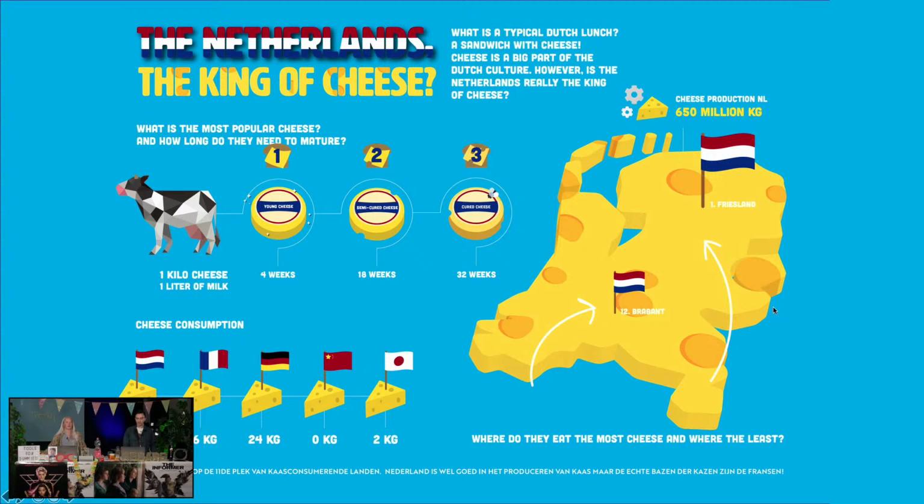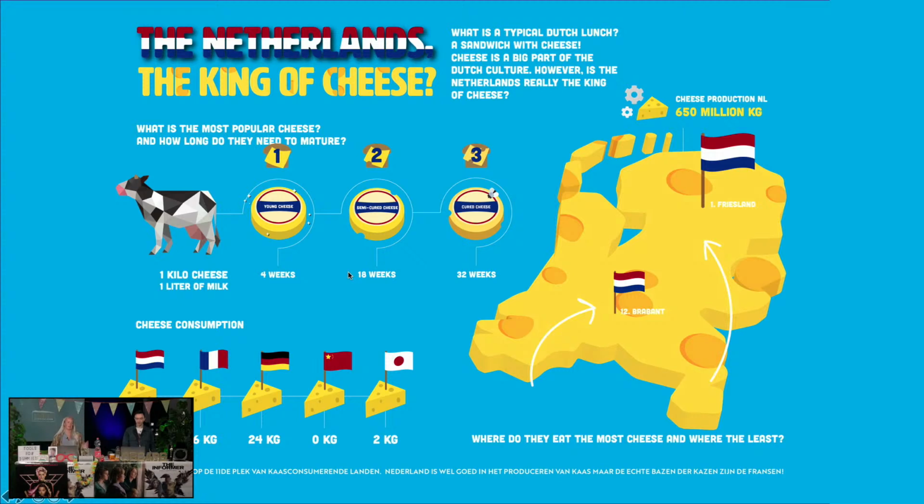And in it we can see three different basic forms of infographic. Under the title we have what's the most popular cheese. So you can see 1, it's kind of small, but it's young cheese, 2 semi-cured, and 3 old cheese. It's a bit difficult to see in this form, but this is essentially the timeline. Underneath you can see young cheese has to mature for 4 weeks, then we have 18 weeks, and then 32 weeks. So we made a combination of different kinds of data into one graph.